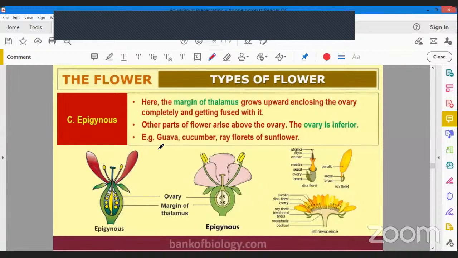Examples are important: guava, cucumber, ray florets of sunflower. So sunflower is not one flower. Okay, it is actually an inflorescence.